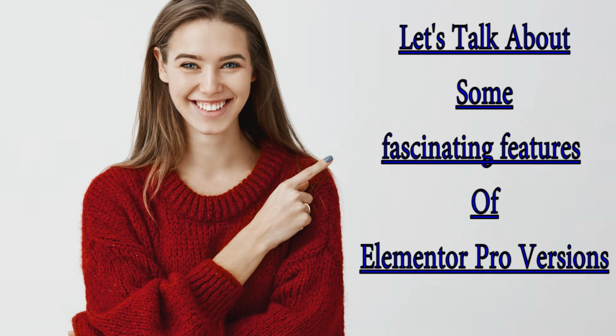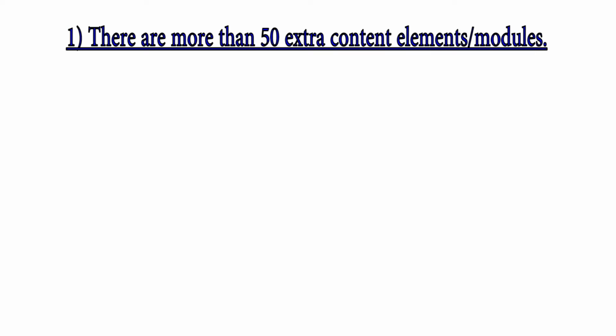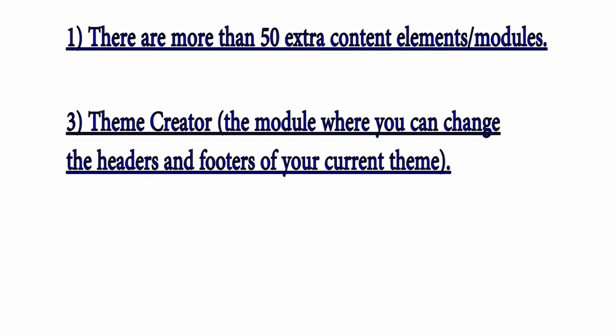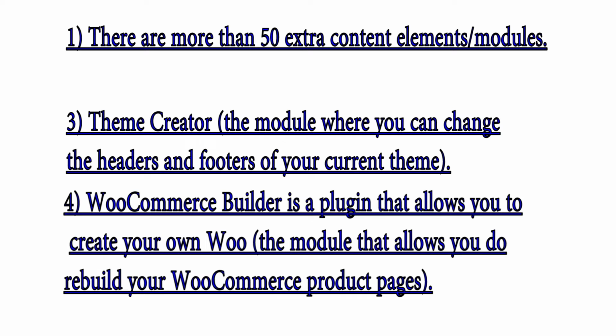It does, however, include some fascinating features that power users would appreciate. There are more than 50 extra content element modules. There are over 300 other page templates in the Pro Edition. A theme builder option is also available. It is the module where you can change the headers and footers of your current theme. Similarly, there is a WooCommerce Builder, which is the module that allows you to rebuild your WooCommerce product page.